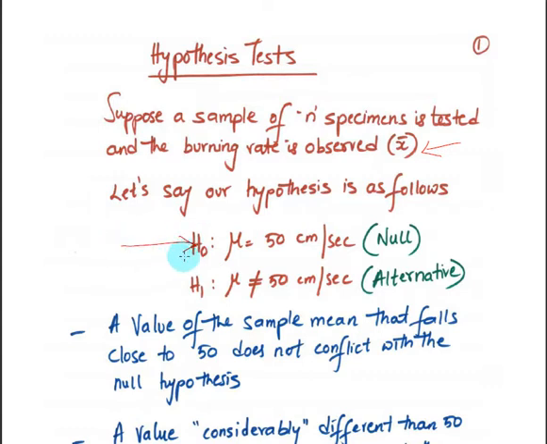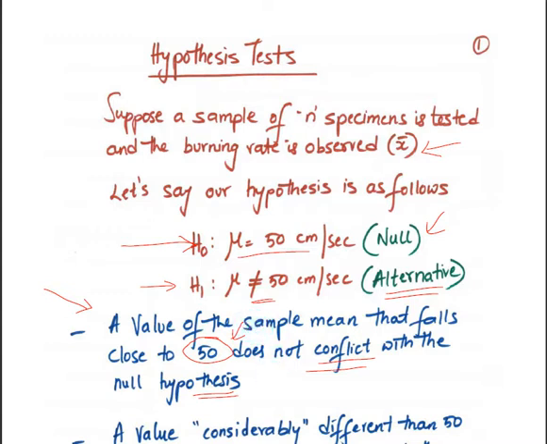Just like we did before, the H naught is mu equals 50 centimeters per second, which we call the null hypothesis. And H1 is mu is not equal to 50 centimeters per second, which is our alternative hypothesis. So what this really means is a value of the specimen that falls close to 50 centimeters per second does not conflict with the null hypothesis, which means if a value falls fairly close to the number 50, then we are okay, which means we can fail to reject or accept the null hypothesis.